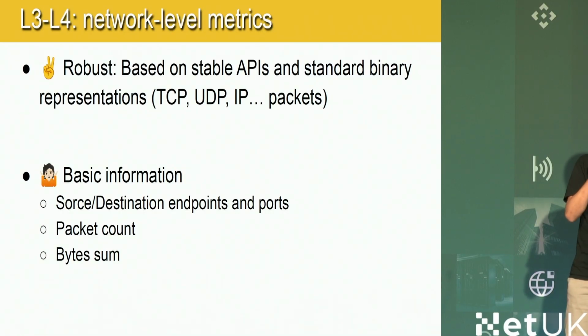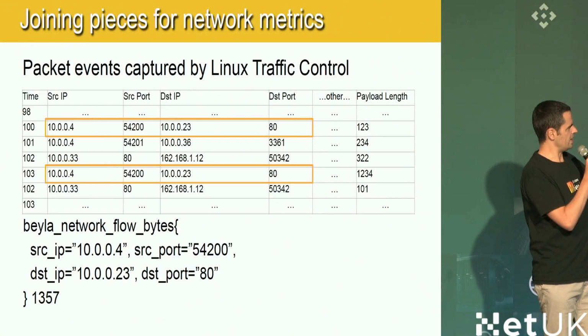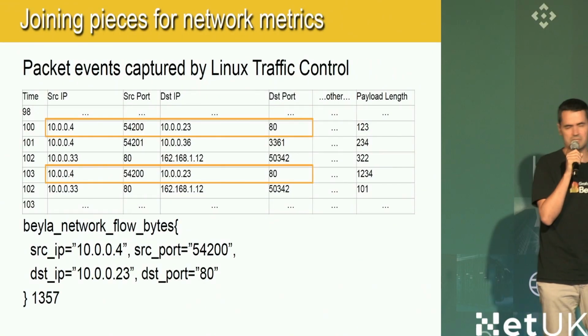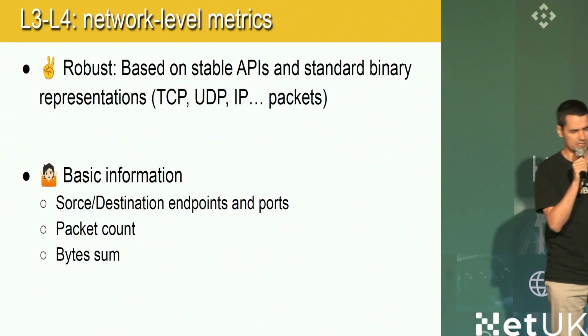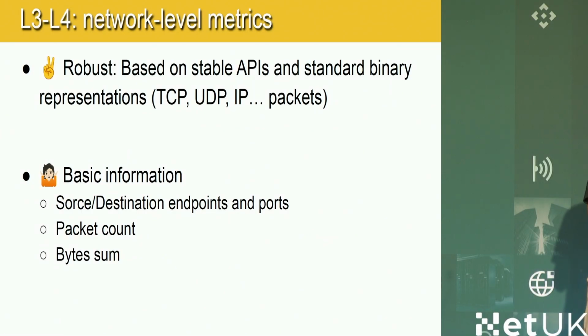We can get metrics at different levels. For example, L3, L4: this will be L3, L4 network metrics, which basically capture bytes or packets. And they have the advantage that they are robust metrics because they are based on stable APIs and standard binary representations. The TCP/IP network has been stable at the binary level for decades. It doesn't change, so you just need to parse that.